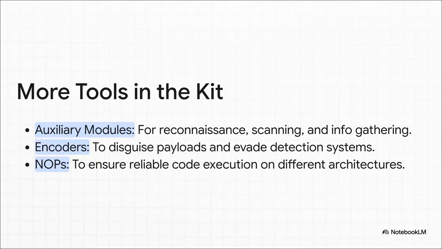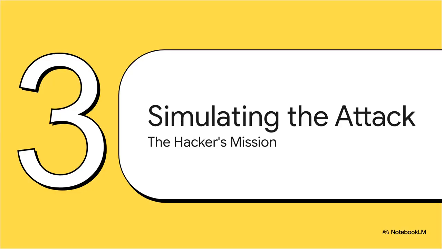And the toolkit goes way deeper. There are auxiliary modules, which are basically for scouting out your target. You've got encoders, which help you camouflage your payloads from antivirus software. And then there are things called NOPs. Think of them like packing peanuts. They just fill space to make sure your code runs smoothly without getting jumbled up. Okay, so let's see how all these tools actually come together in a real simulation.